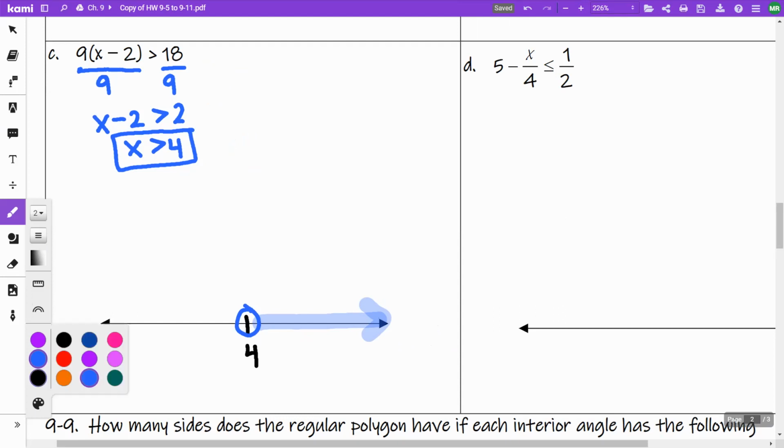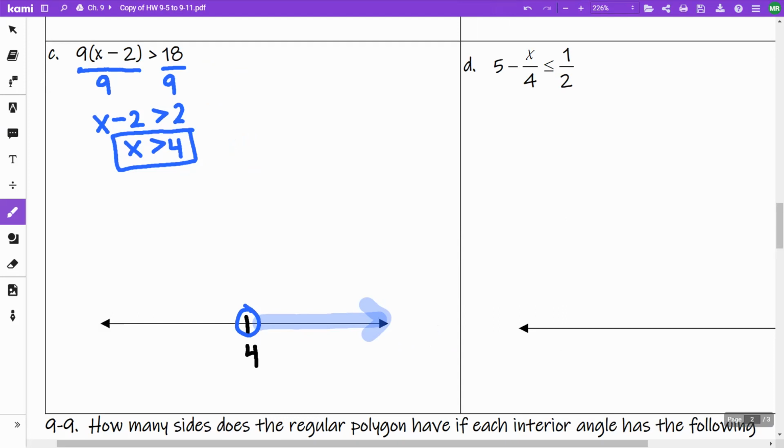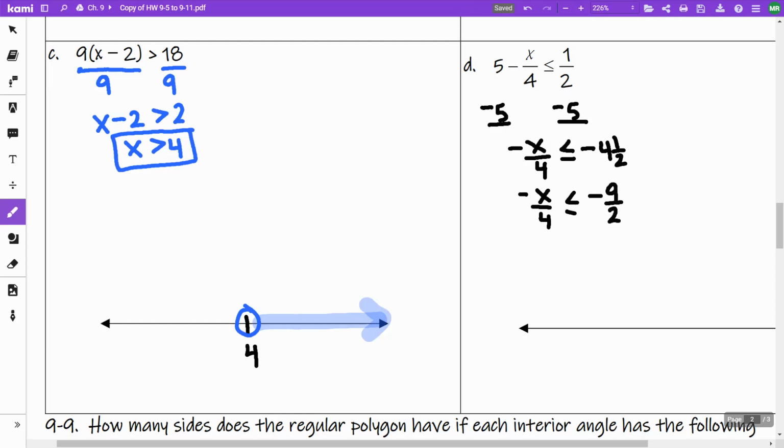On D, I am going to minus 5 from both sides. And I'm going to get a negative x over 4 less than or equal to. And when I subtract 1/2 from a negative 5, there are 2 ways to think about it. It's negative 4 and 1/2. That's what I'm going to get. Probably want this as an improper fraction though. So when I do this, this is going to be a negative. So that's 8 plus 9, a negative 9/2 is what I'm going to have here.